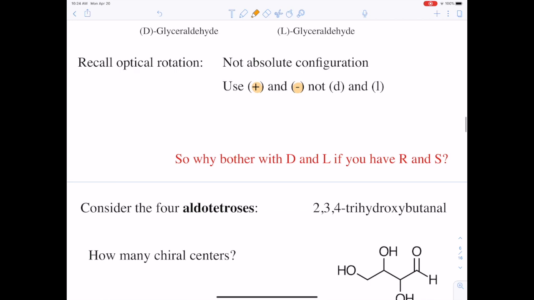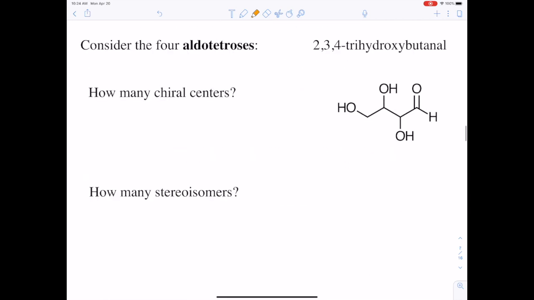So why bother with D and L? It really comes in handy when you have multiple chiral centers. So take the aldotetrose. What does that mean? It's got an aldehyde. It's a monosaccharide with an aldehyde, so it's an aldose. And it's 4 carbons long, so it's a tetrose. We can combine that and call that an aldotetrose.